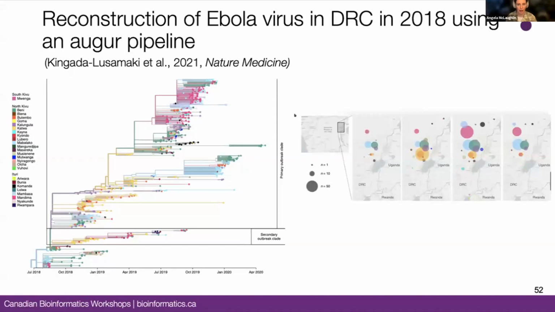So here's a nice example of using TreeTime through the Augur pipeline for phylogeographic reconstruction. This is for Ebola virus in Democratic Republic of Congo, DRC, in 2018, from Kingata Lusamaki et al. in Nature Medicine. And you can see how we have all of these different regions in DRC colored in the legend, which we can apply to infer the ancestral origin, which I believe they found to be Mombasa.